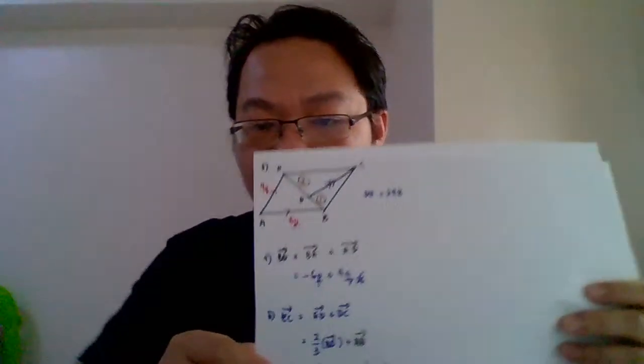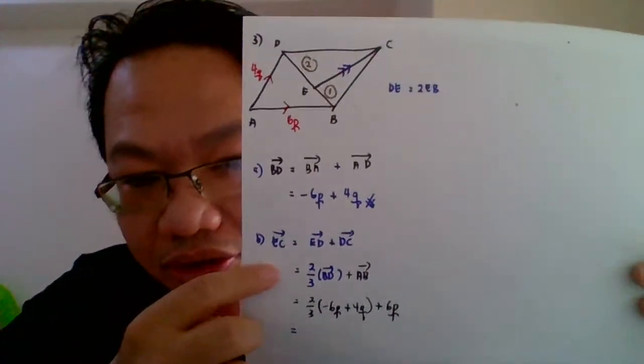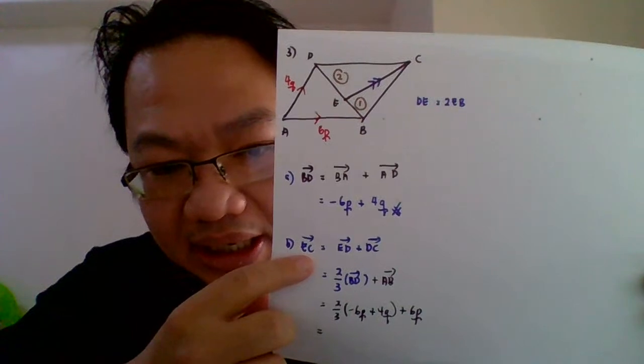So we simplify. BD is given, okay, on our question A, negative 6P plus 4Q plus AB. AB is what? 6P. Okay, so we are supposed to get this one. We are supposed to get like this. Okay, to solve the problem, EC.